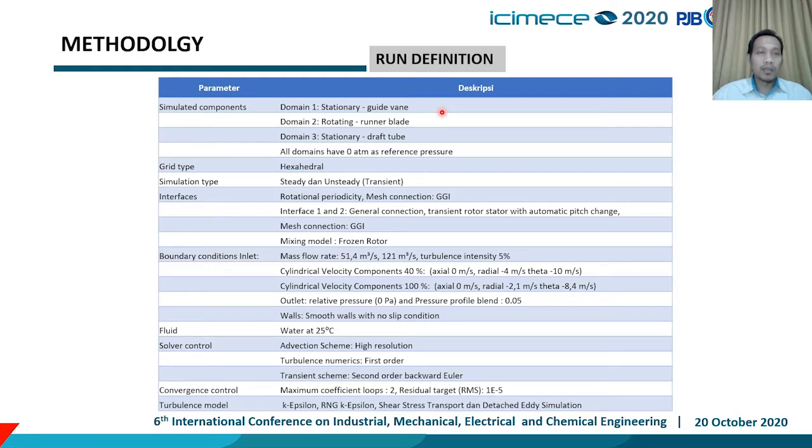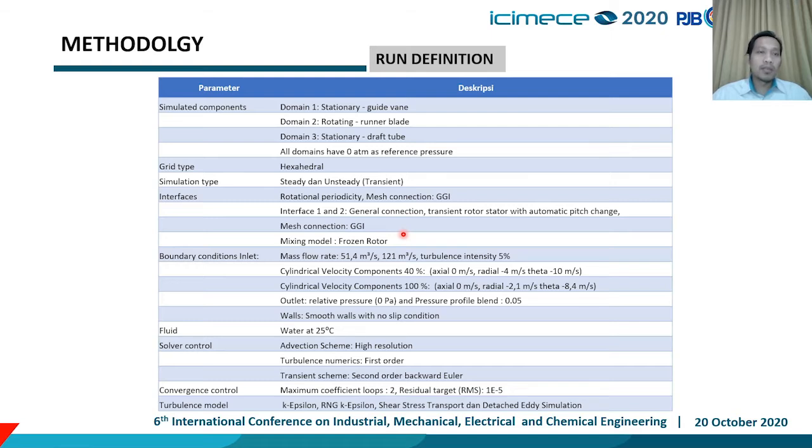All domains have null atmosphere as the reference pressure. Grid type is hexahedral, simulation type is steady and unsteady transient. Interface: rotational periodicity, mesh connection is GGI. Interfaces 1 and 2: general connection, transient rotor-stator with automatic pitch change. Mesh connection is GGI, mixing model is frozen rotor.